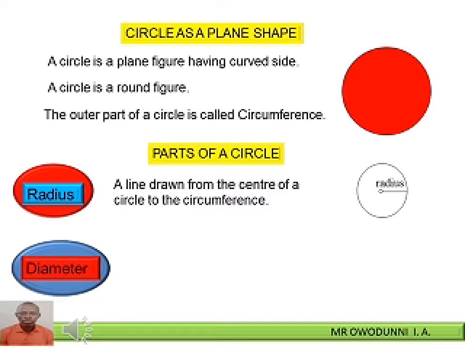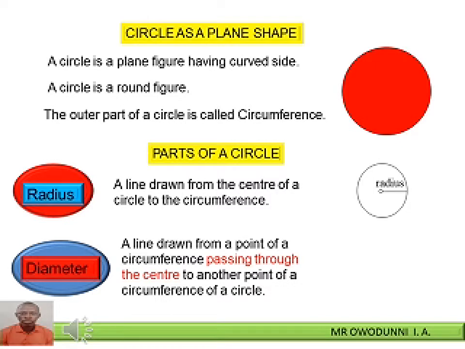We have the diameter. It is a line drawn from a point of the circumference passing through the center to another point of the circumference of the circle. That line must move from one point of the circumference to another point on the circumference, and it must be passing through the center.